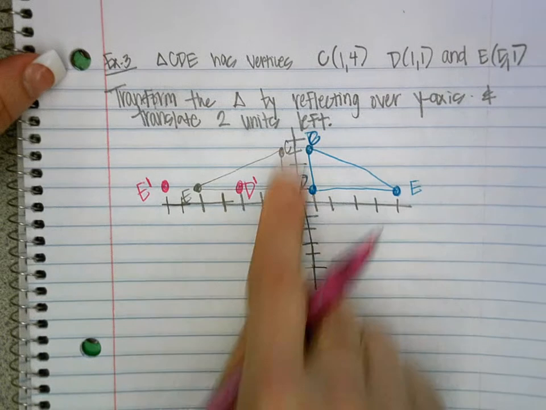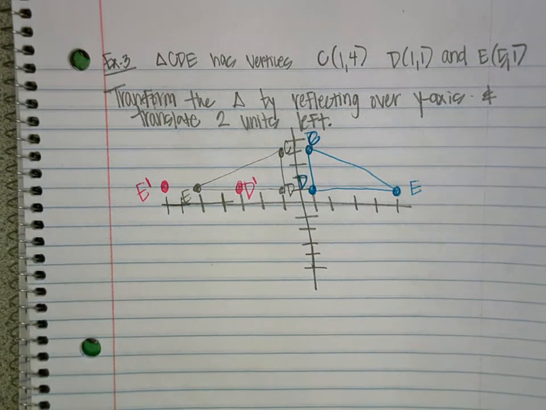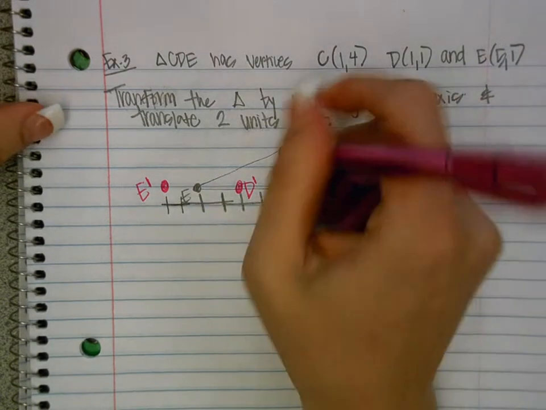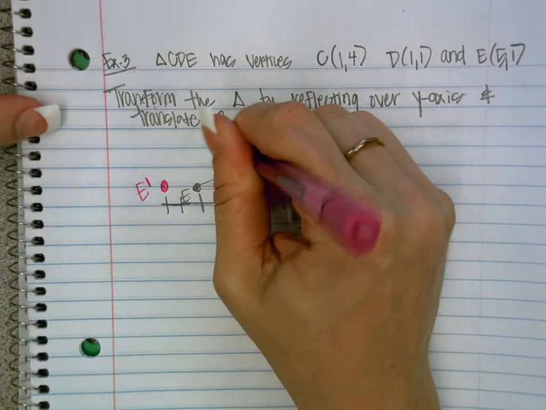So the pencil one is kind of like the intermediate, since it's not final, but it's kind of difficult if you don't draw the middle step. And then C is right here, so that's your C prime.